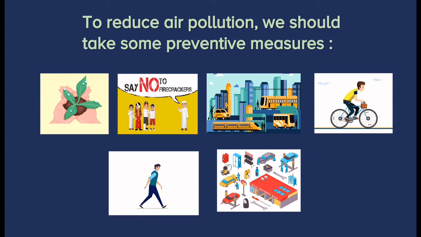Second, avoid bursting firecrackers. Next, make more use of public transport, and for short distances, use the bicycle or just go by walking. Service your vehicles regularly. Number 5. Always recycle and reuse the products you have at home. Factories and power plants should be set up far from residential areas to reduce air pollution.